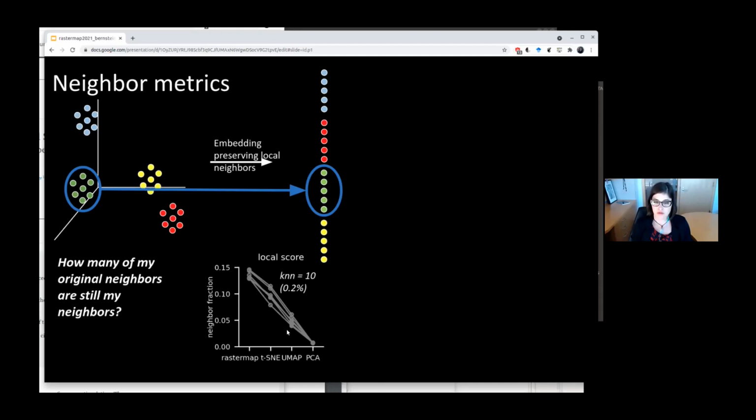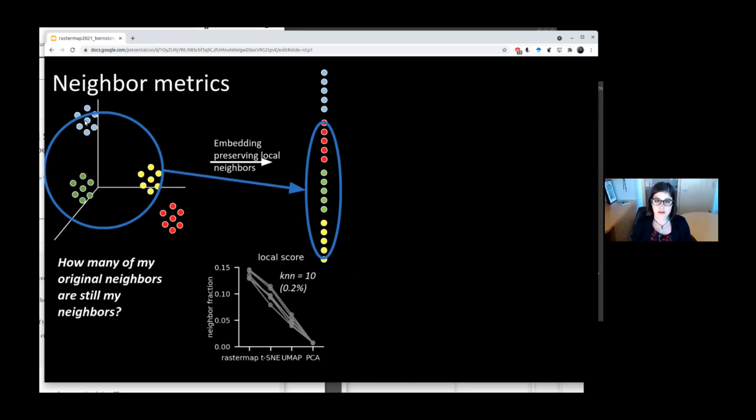We have also compared to UMAP and PCA. And Rastermap did the best at preserving these. Basically, your local neighbors were similar to the neighbors you had in your original space. So this is that local preservation that works well.